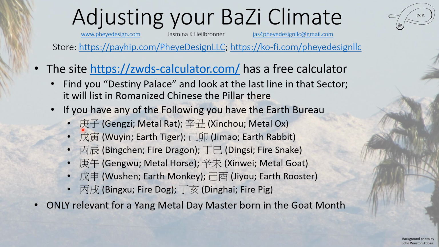So this is metal rat, metal ox. And this is usually how it will be written in this calculator at the bottom of the page. So you have to be a little careful. There's quite a few to look through. And this is only relevant if you have a Yang Metal Day Master born in the year of the goat. Otherwise, you ignore this totally. Just want that to be clear.